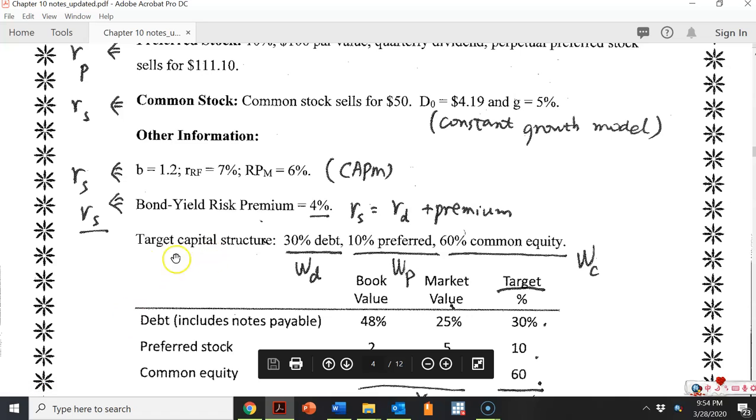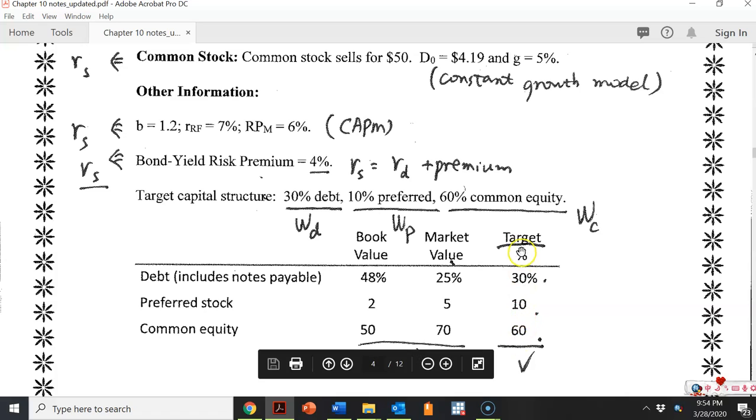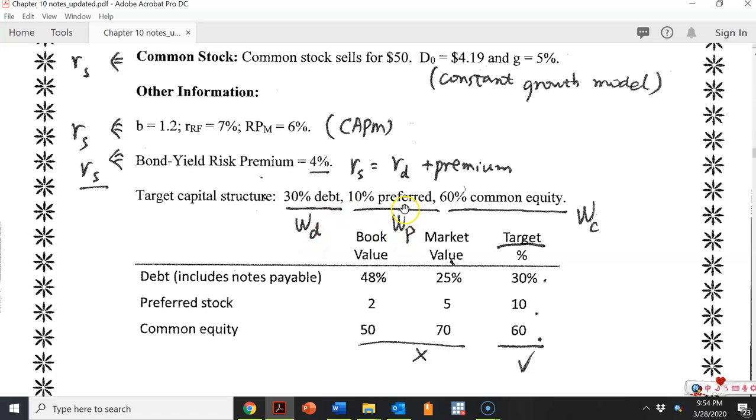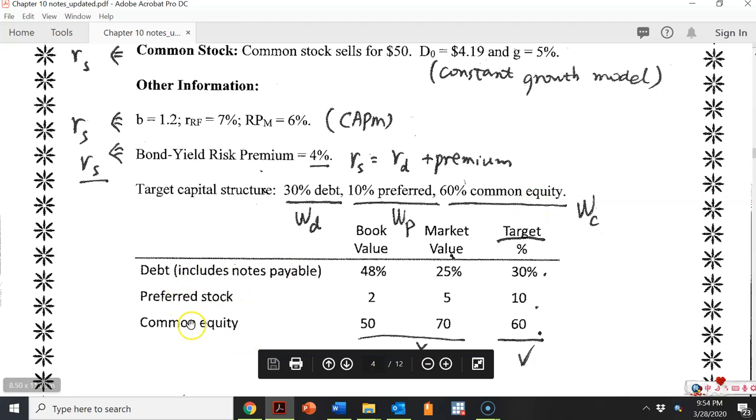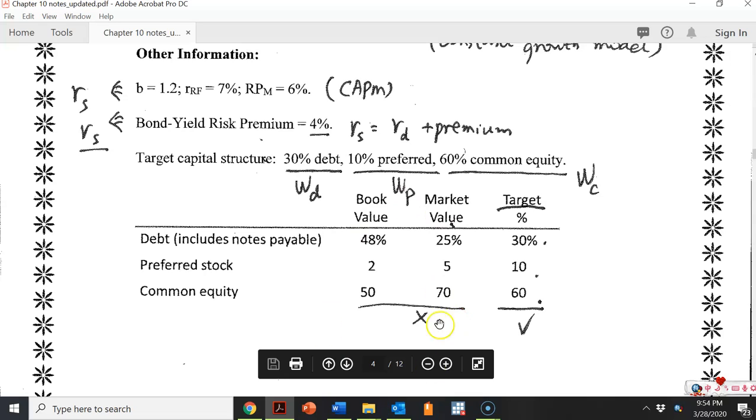For the three weights, we use the target capital structure: 30%, 10%, 60% for W_D, the weight for debt, W_P, the weight of preferred stock, and W_C, the weight of common equity. It's given here that for these three components we have the book value weights and the market value weights, but we're not using any of these. We're using the third column here, the target weights.